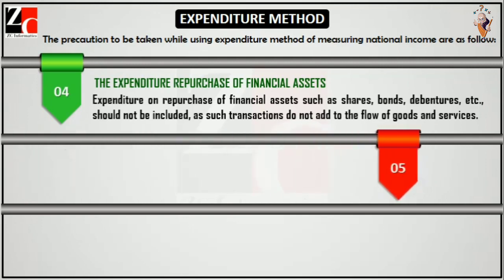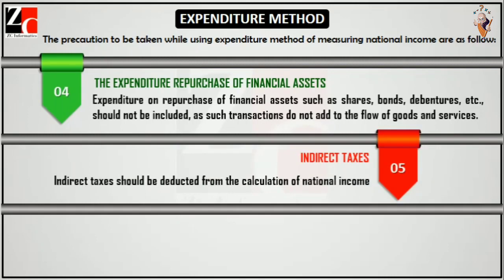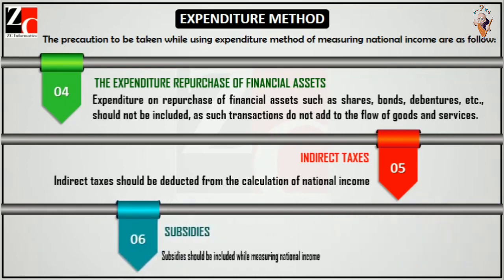Point number 5. Indirect taxes. Indirect taxes should be deducted from the calculation of national income. Point number 6. Subsidies. Subsidies should be included while measuring national income.